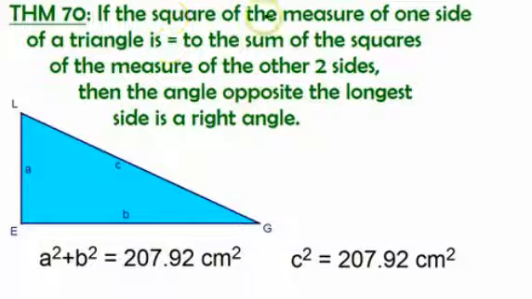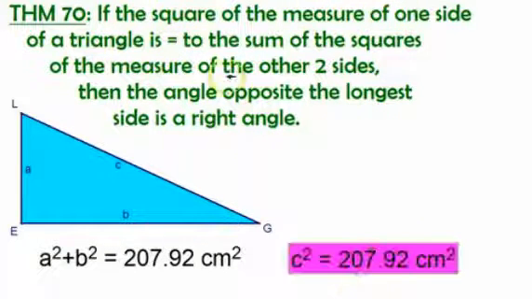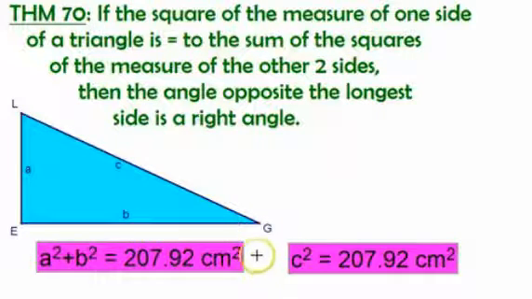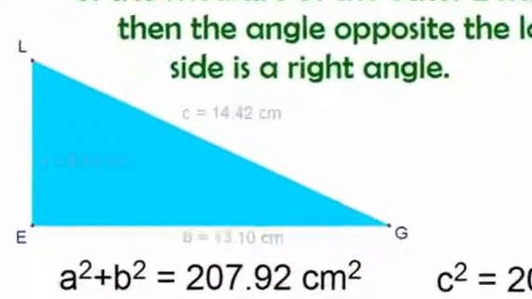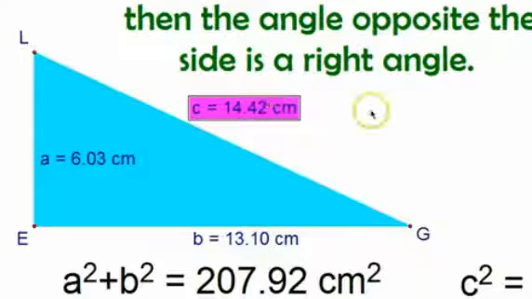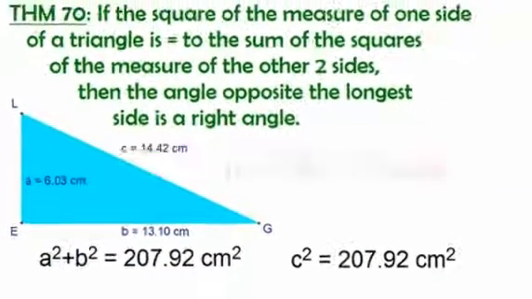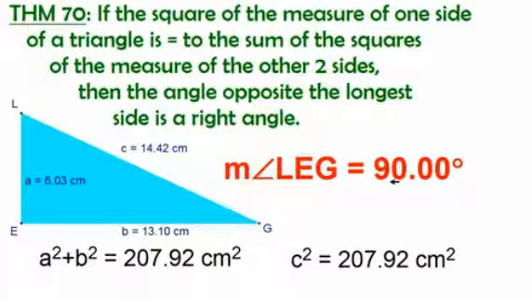It says this, though. Let's keep going. If the square of the measure of one side of a triangle, check, is equal to the sum of the squares of the measures of the other two sides. Check. They are equal to each other. If that's the case, then what this theorem says is that the angle opposite the longest side is a right angle. What's the longest side? Let me take away the sides, and here you go. C happens to be the longest side. So this theorem says across from the longest side, that angle right there happens to be a right angle.